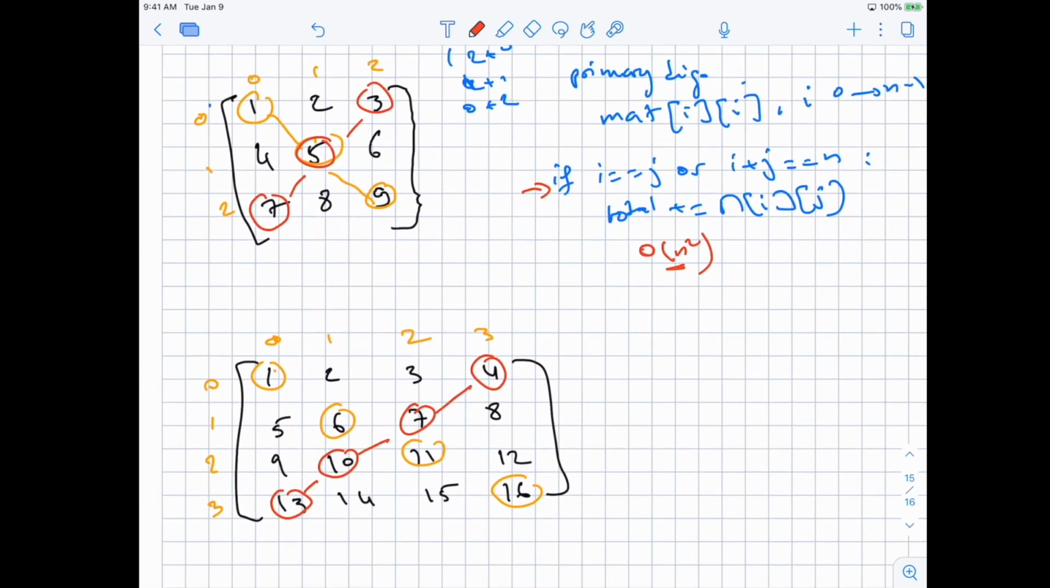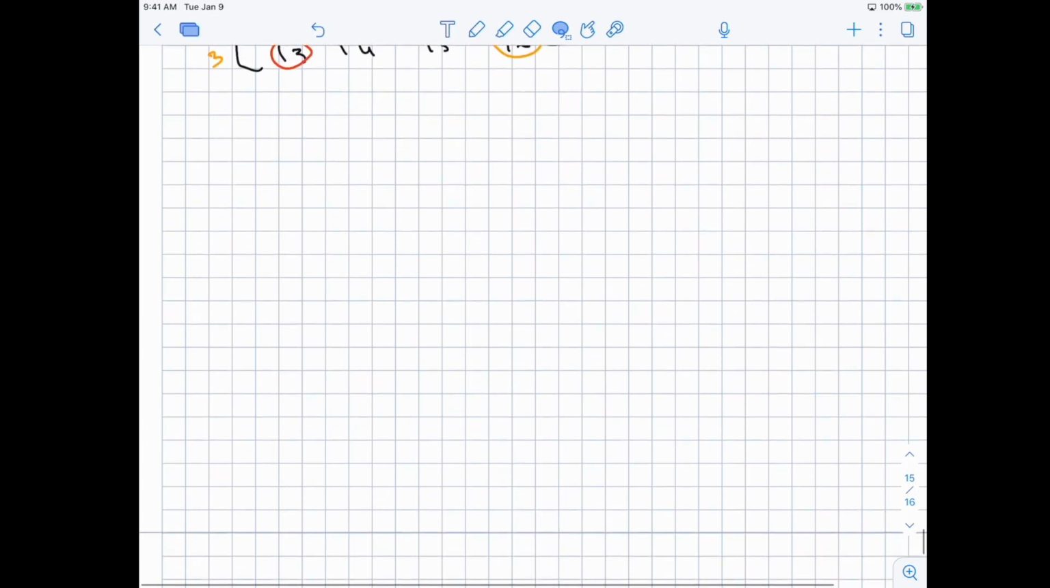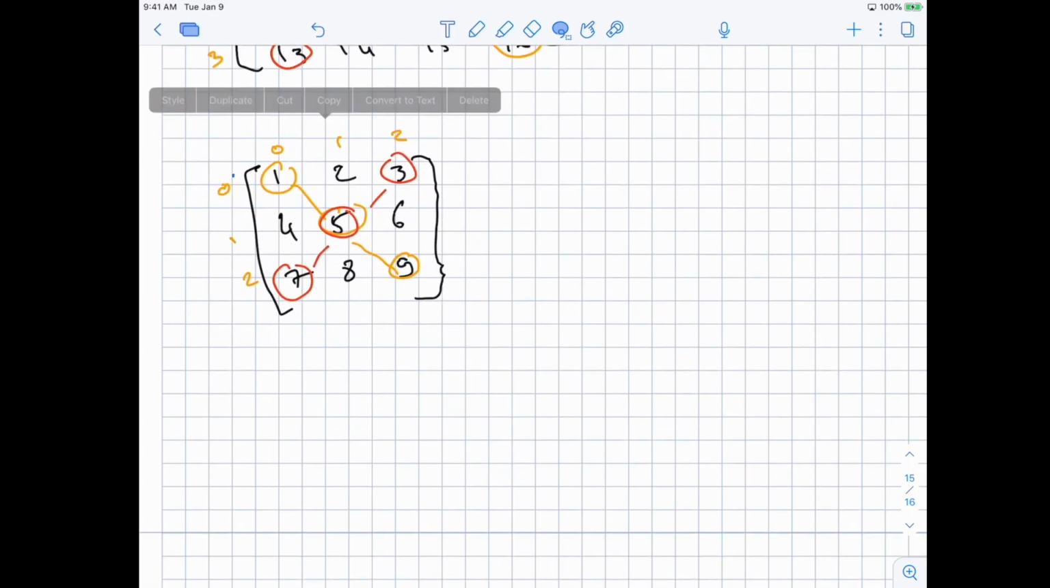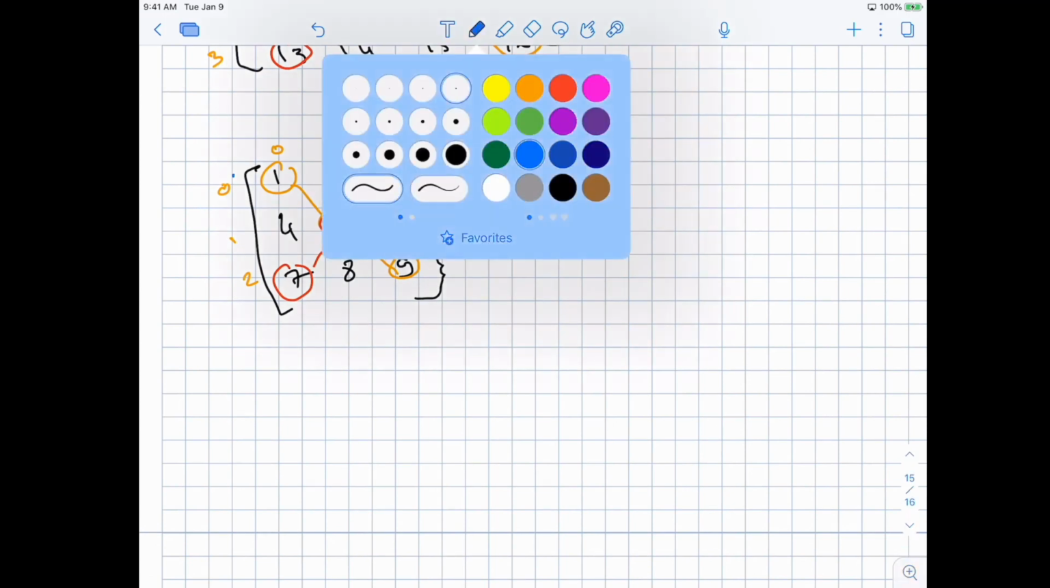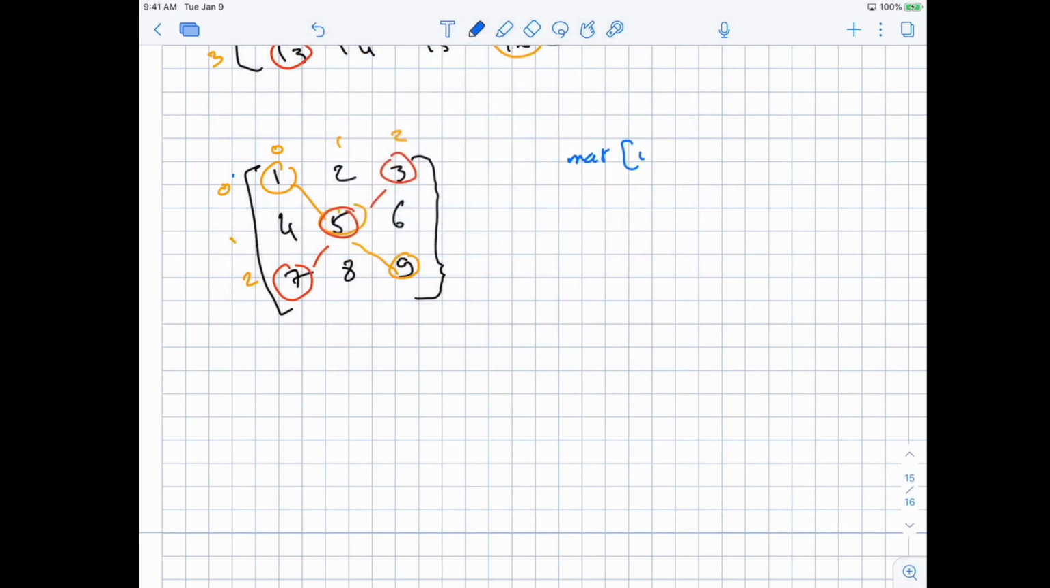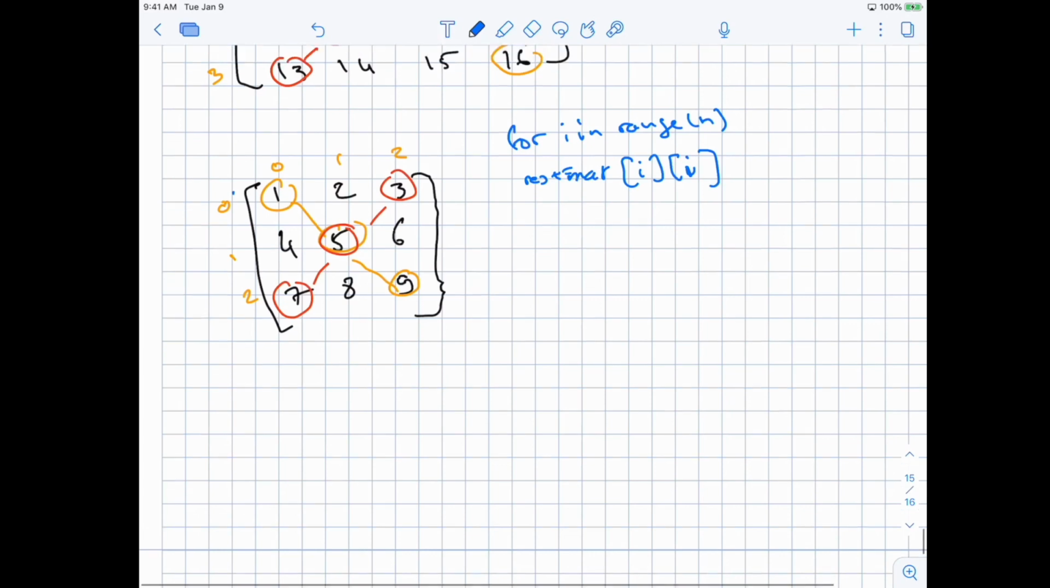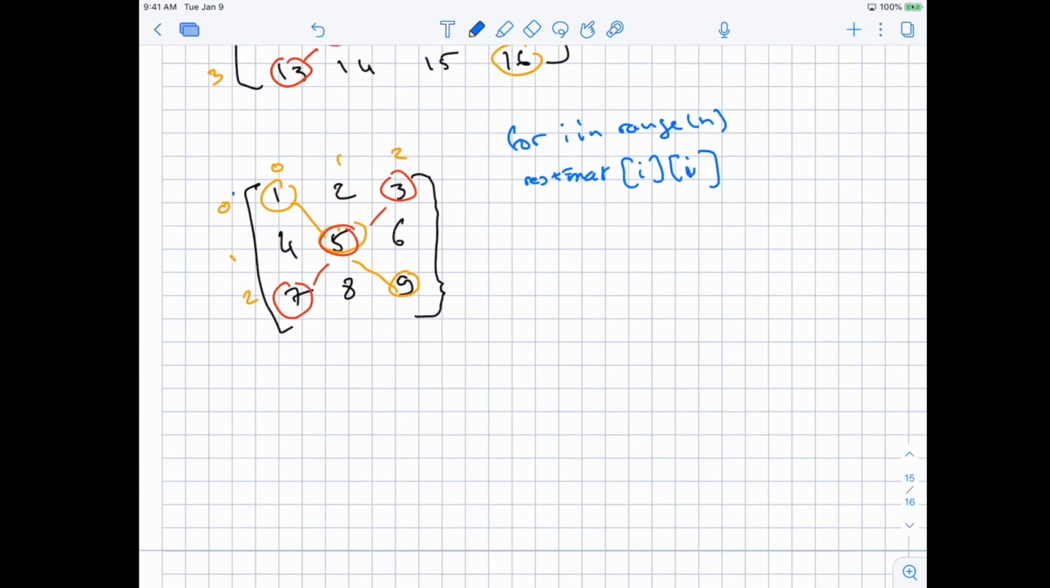Let's think about this a little bit again. Let's take this one here. We already know that for the primary diagonal, we can just take the matrix of i, i. So for this, we don't need to traverse all the cells. We can just do it for i in the range of n, and to our total, we could just add this. Now, what about the secondary diagonal? That's where it's a little bit of a problem. For the secondary diagonal, how do we get the indices?